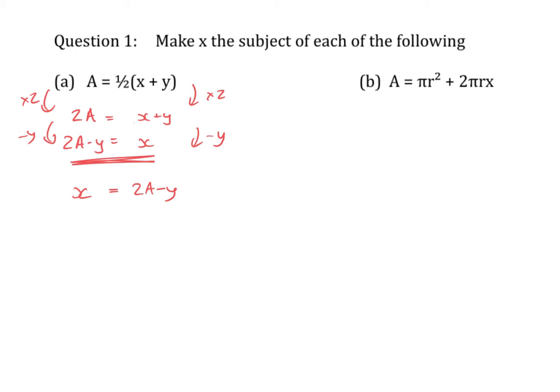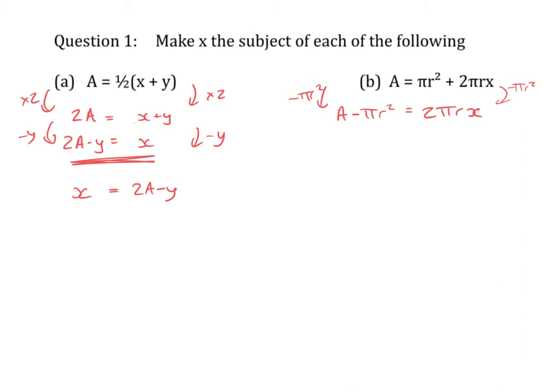On part B, we're looking at isolating x, and we have a equals pi r squared plus 2 pi r x. One way of doing this is to subtract pi r squared from both sides. So I subtract pi r squared from there and subtract pi r squared from here. That gives me on the left-hand side a minus pi r squared, equal to 2 pi r x.